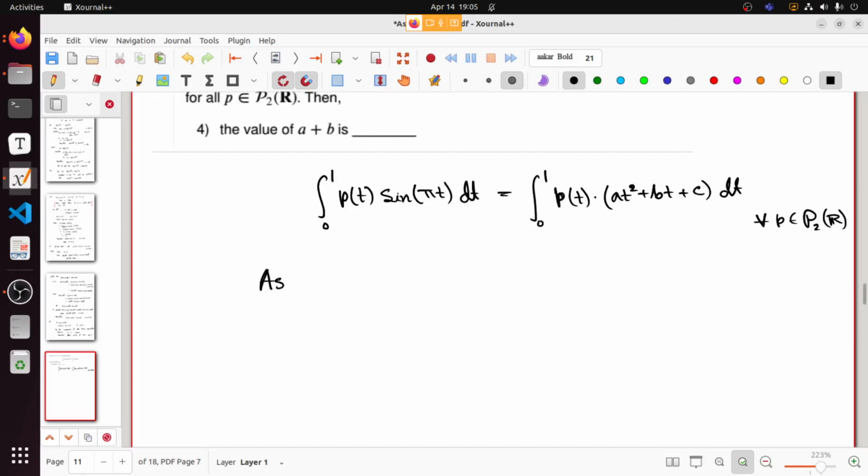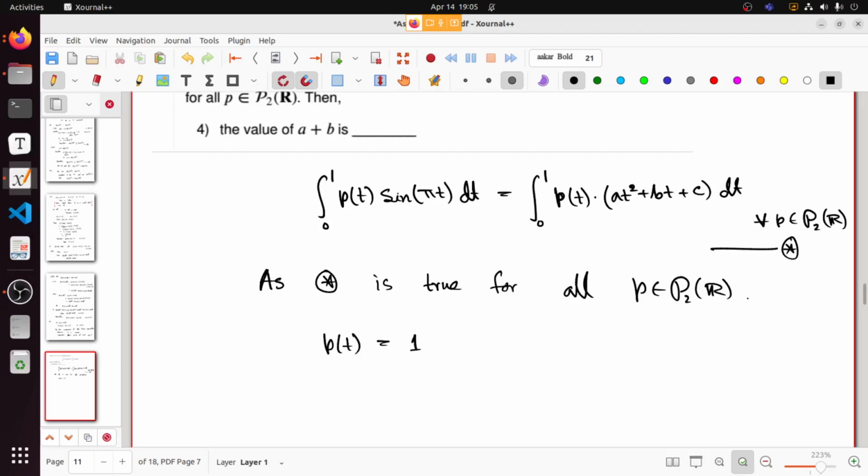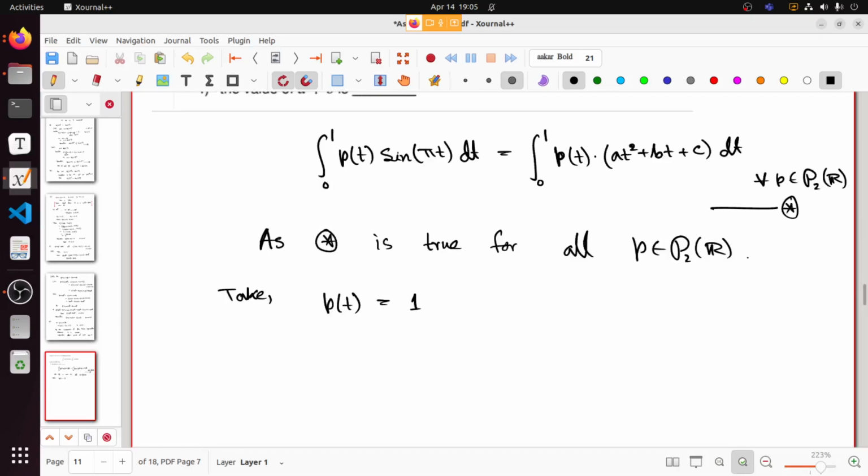As this is true for all p, suppose this star is true for all p in P2R. So let's take p(t) equals to 1. Then if you take p(t) equals to 1, we will put this p(t) equals to 1, t and t square.